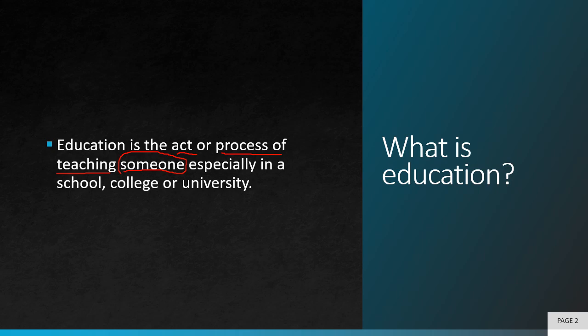Education often happens in school, college, or university. It can happen at your home if your parents are teaching you. It can happen anywhere if someone is teaching you, but it especially happens in these places. All right, so how do we talk about education? Before we do that, let us know some words that we can learn relating to education.